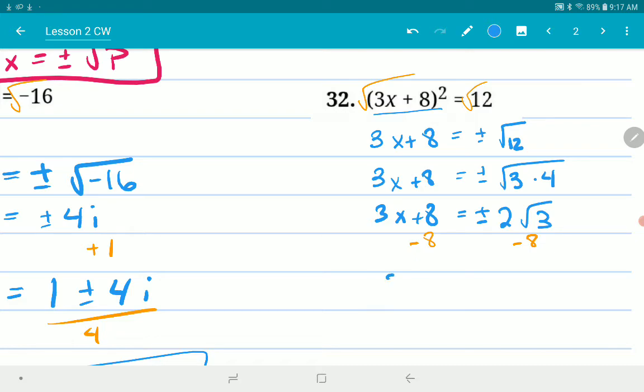And I get 3x equals plus or minus. Actually, I like putting the plus or minus second. I got that negative sign in front, which I don't love, but that's okay. Either the negative or the plus or minus has to be in front. So I'm going to write it like negative 8 plus or minus 2 radical 3. And then to get x by itself, I need to divide both sides by 3.